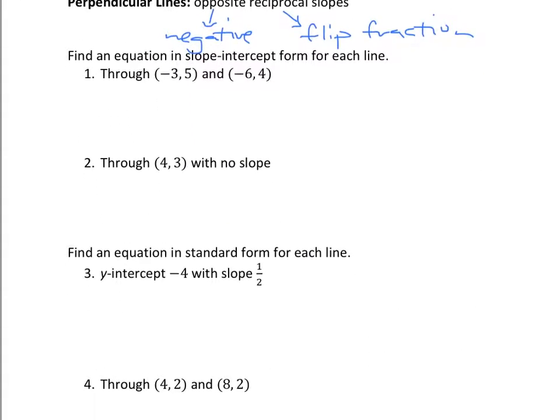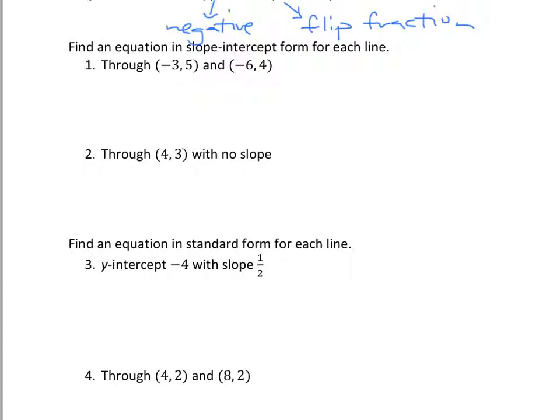Good. So we're going to start with easy ones, right? We're just going to find the equation in slope-intercept form of these lines. So I need to find m, I need to find b for 1 and 2. So first I need to find m. Slope equals 5 minus 4 over -3 plus 6, which is 1 over 3.